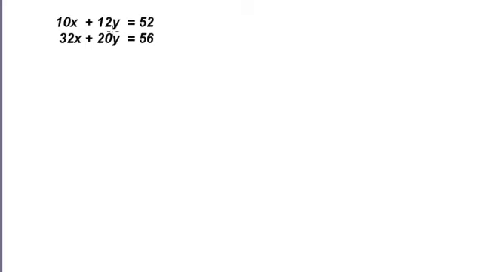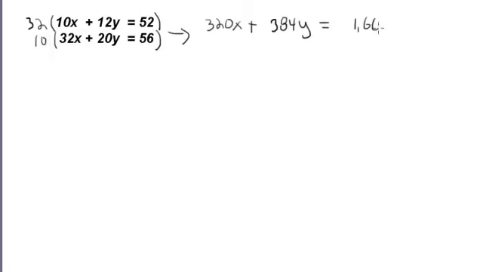Let's say we want to eliminate the variable x. What we can do is multiply the entire top equation by 32 and the entire bottom equation by 10, and these equations become 320x plus 32 times 12, which is 384y, equals 32 times 52. Put that in your calculator and you get 1,664.